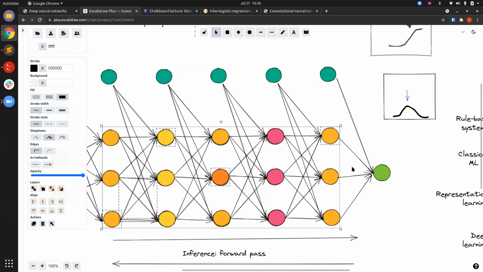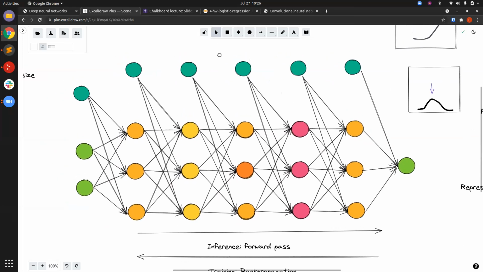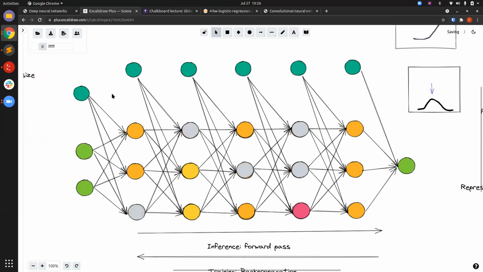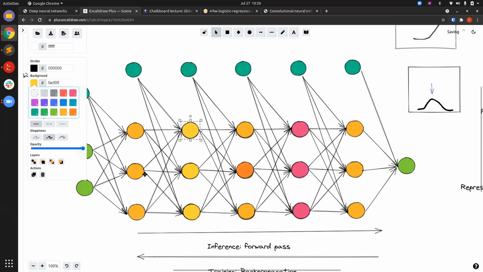Another interesting way of interpreting dropout is you can imagine every dropout version of the network as a different network. Okay, so this is one version of the network.